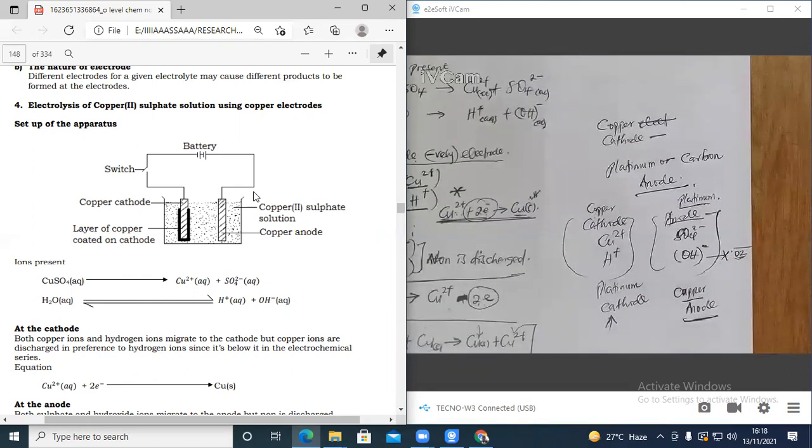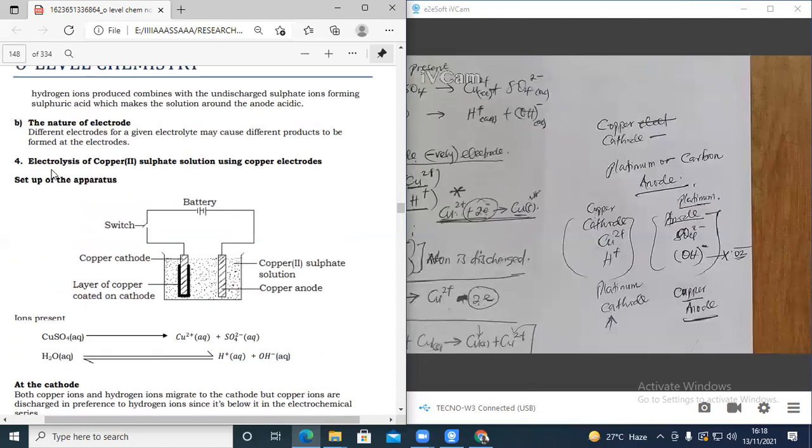Teacher, why is it that when you use copper and platinum, copper dissolves, but when you use copper and copper it doesn't dissolve? Copper and what? Copper anode and copper cathode. Look at this statement properly. Electrolysis of copper II sulfate using copper electrodes. Was there a platinum placed there? No. Both electrodes are copper. You get it?